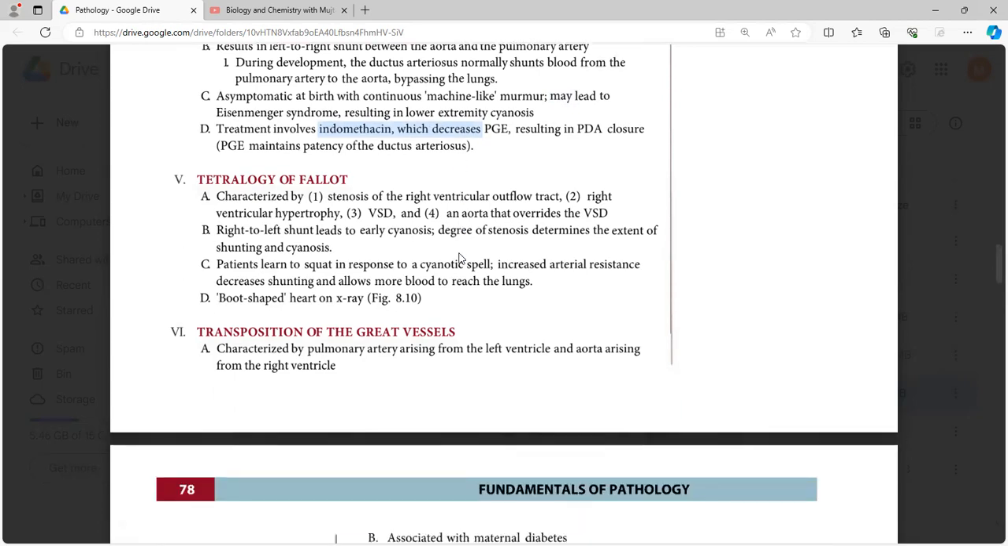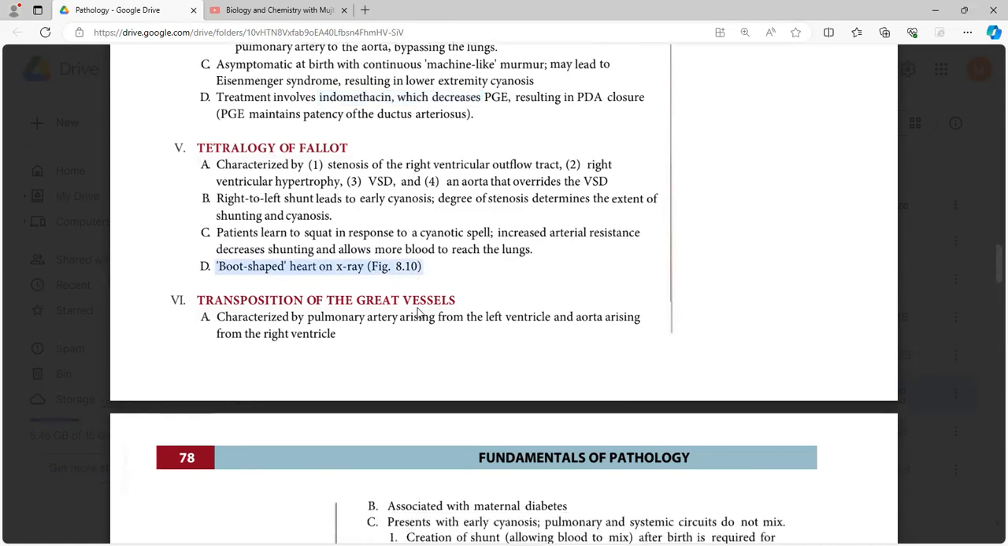Now we come to tetralogy of Fallot. As the name suggests, tetralogy of Fallot has four main things: stenosis of the right ventricular outflow tract, hypertrophy of the right ventricle, and an aorta that overrides the ventricular septal defect. Because there is stenosis of the right ventricle, more and more blood needs to pass through a thin and narrow passage. Thus, there is hypertrophy of the right ventricle. The classical sign of tetralogy of Fallot is a boot-shaped heart on X-ray, and the heart gets dilated a lot.